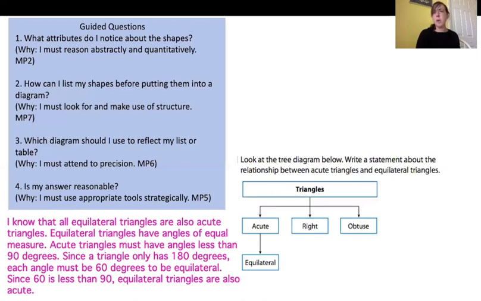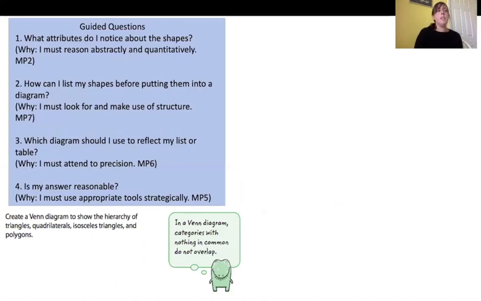We're gonna move into another example using these same guided questions. In this problem, and we're always gonna read the problem first and then go to the guided questions, it says that we are going to create a Venn diagram to show the hierarchy of triangles, quadrilaterals, isosceles triangles, and polygons. So again, going through your guided questions, guided question 1.